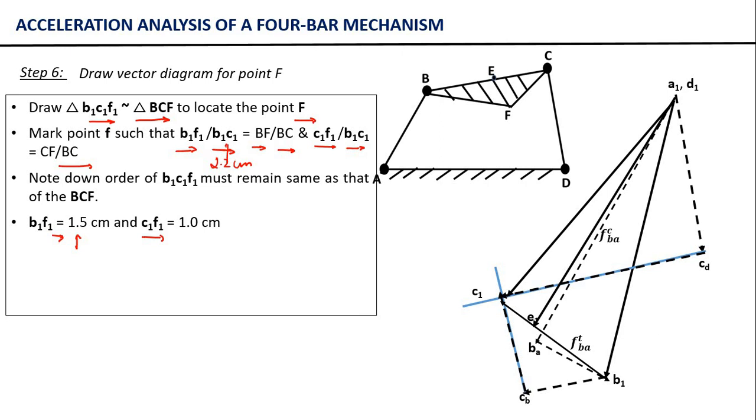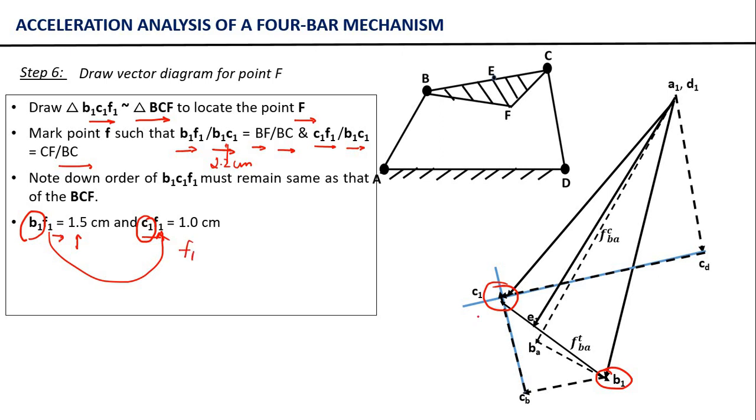Now after calculating this length, again see the tail of these two vectors, it is already located in the vector diagram, right? So B1 C1 we already have in the vector diagram. This is our B1, and then again this is our point C1. So what we need to do, we simply need to locate the head of these two vectors. So the head of these two vectors is the common letter F1, right?